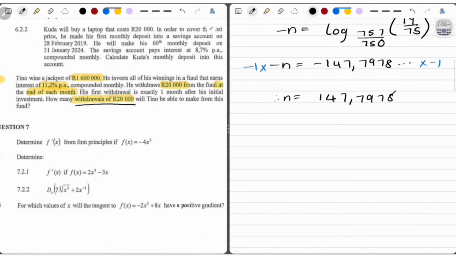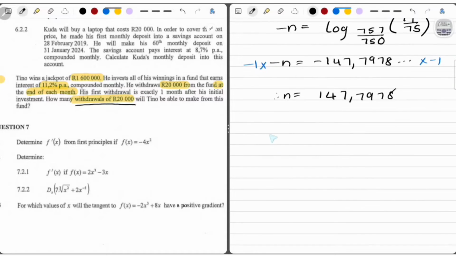But if you have to think about it, the total amount of 20,000 that he's going to be able to withdraw is 147. You cannot round off to 148 in this one, because 148 would mean that he can make a complete 148 withdrawals of 20,000, but we know he can't. He can only make 147. This is not a complete 20,000 that he would make. It's a 0.79. It's almost 20,000, but it's not exactly. So how many withdrawals of 20,000? He will make 147 withdrawals. So that's going to be our answer there.